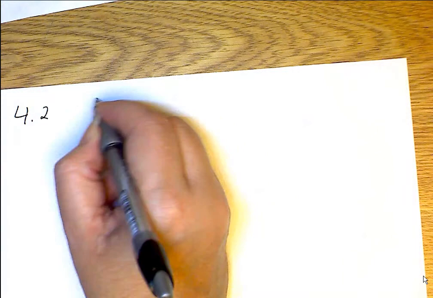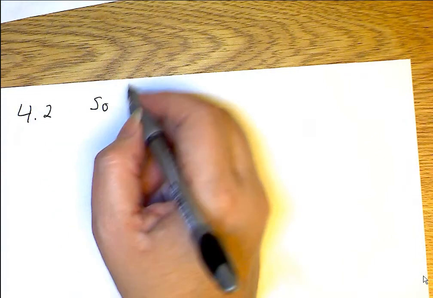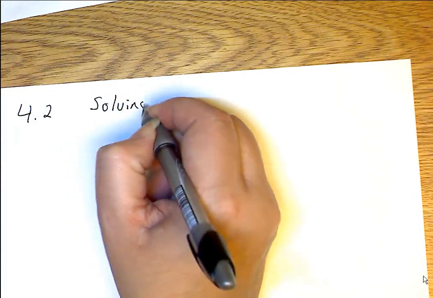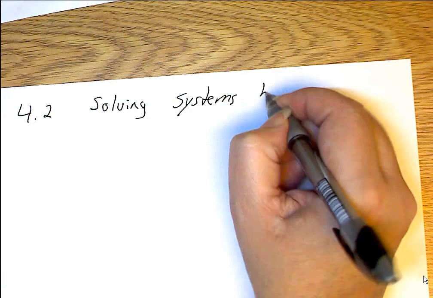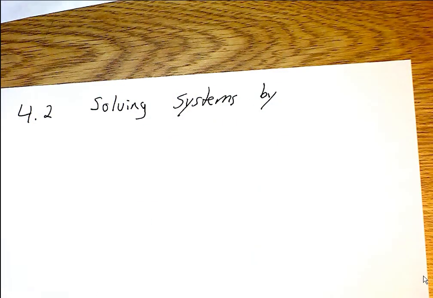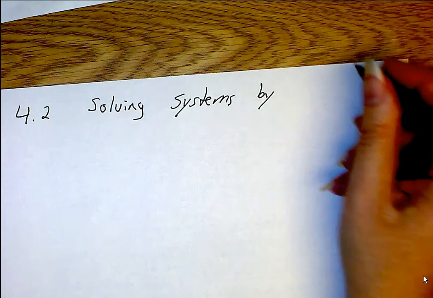Alright, so 4-2 is solving the system by substitution. There's 3 problems. I don't know if you consider that long or not.